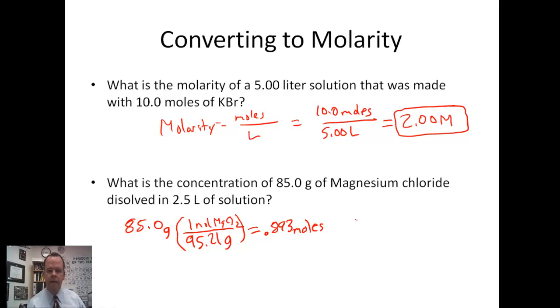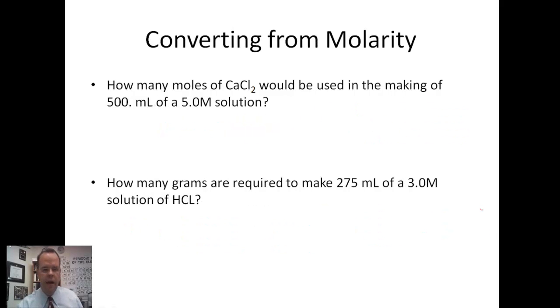moles. Now, to do molarity, we can do 0.893 moles divided by 2.5 liters. 0.893 divided by 2.5 gives us 0.357 molarity. Now, in the next examples, we're going to go the opposite direction. We're going to have molarity, and we want to convert back to moles.